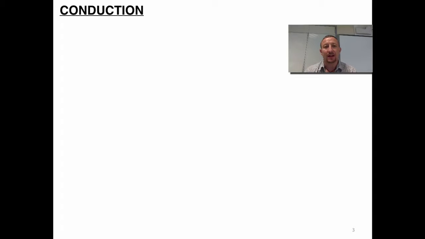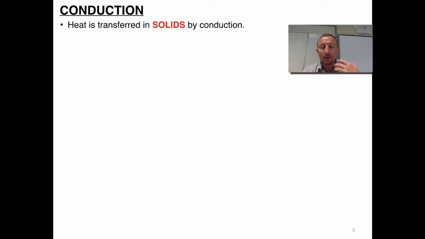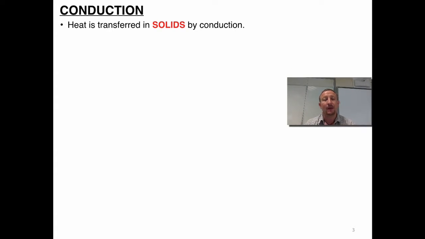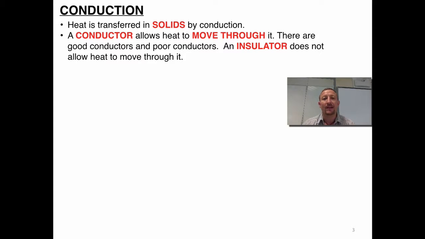Now, when we look at conduction, we find that conduction is a transfer process that only occurs in solids because we've got the particles very, very close together. If you are able to move heat very easily, you are called a conductor. If you're not, because the particles are either too far apart or held too tightly, you've got the opposite, which is an insulator. So a conductor is a material that allows heat energy to flow through very easily, whereas an insulator is a material that only allows the heat energy to move very slowly, if not at all.